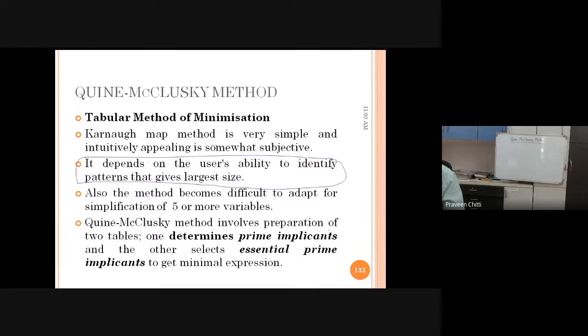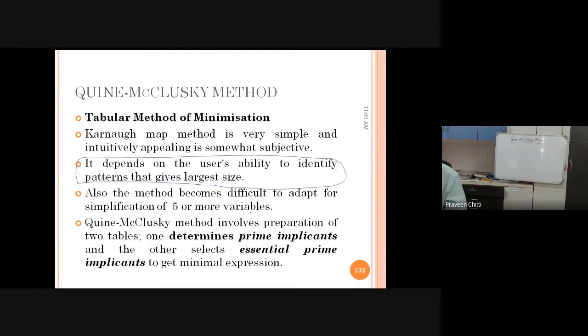And that simplification method is called the Quine-McCluskey method, which is commonly called the QM method. So what is this Quine-McCluskey method? Basically, the Quine-McCluskey method involves preparation of 2 tables. One determines the prime implicants and the other selects the essential prime implicants to get the minimal expression. In fact, I already told you the difference between prime implicants and essential prime implicants.